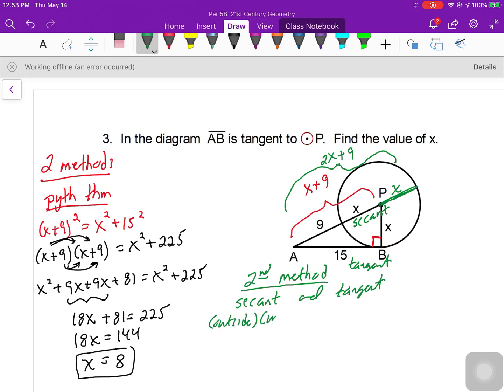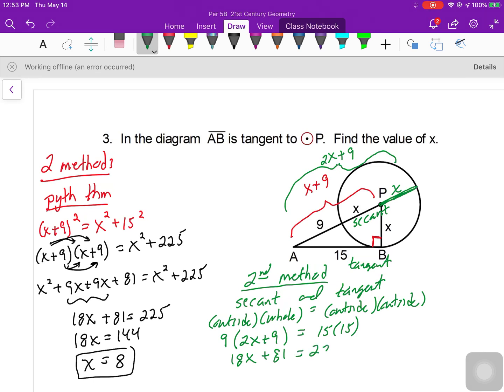And then we can use a secant and a tangent. For a secant, recall that we take the outside times the whole length. And for a tangent, well, we only have an outside. So we take outside times outside. The outside of the secant is a 9. The whole length we just wrote down was 2x plus 9. And the outside is 15 for the tangent. So that gives me 18x plus 81 equals 225. And you'll notice that that matches exactly with what we had there. So we would get the same answer, x equals 8. Either method will work in this problem.